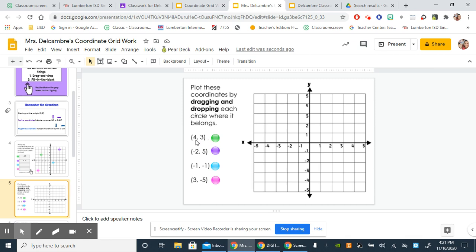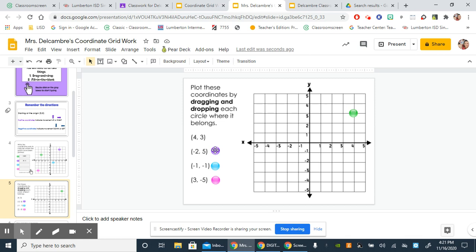So my point is 4, 3, so I'm going to start at the origin. I go over 4, then up 3, and bam, there it is. You're going to try to get it as close to making that dot center on the line.